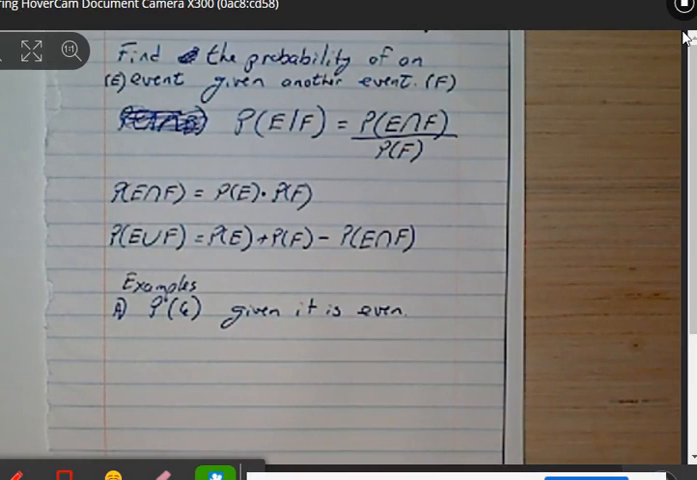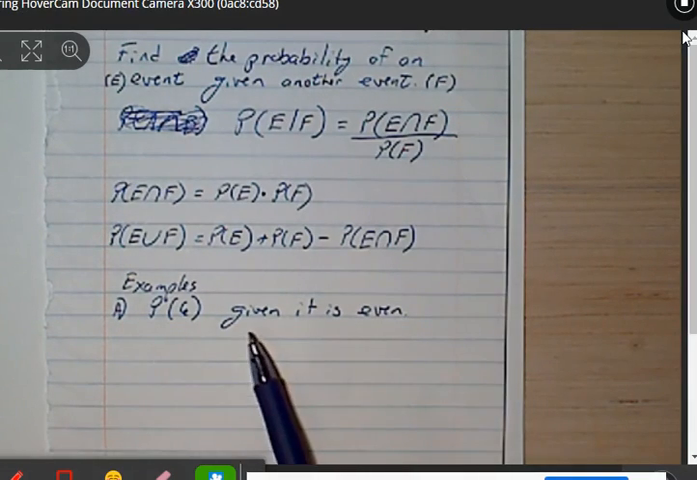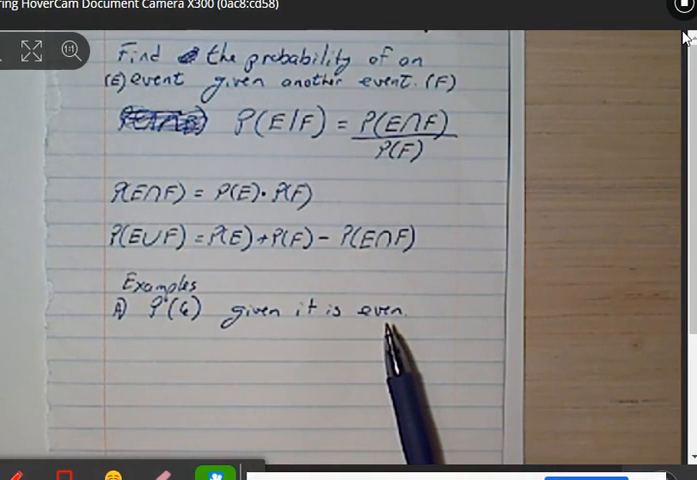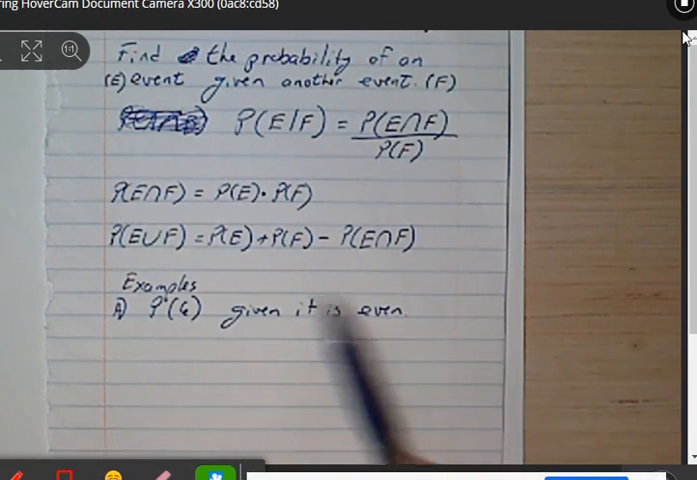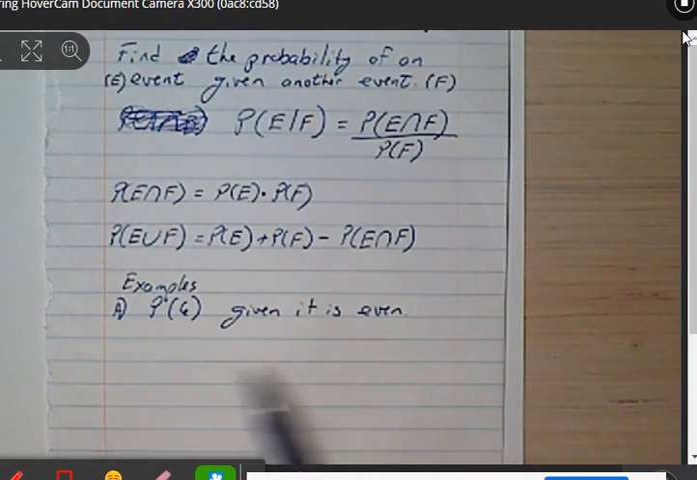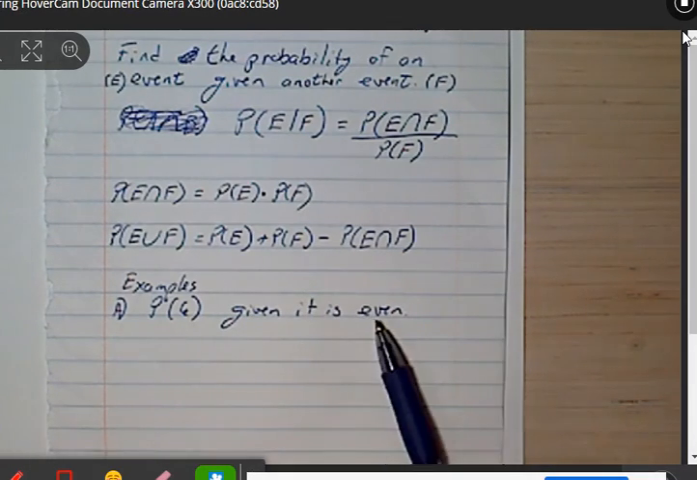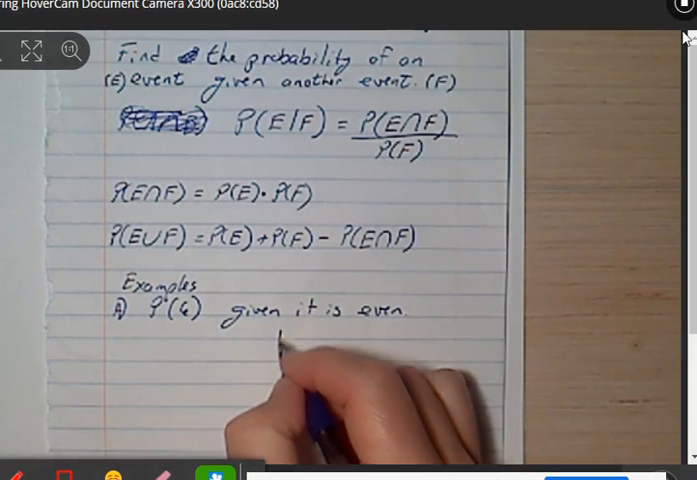Okay, so basically they're saying, all right, we're only getting even numbers off this thing. We're going to roll it. We're not going to get an odd. So in this case, you've got 2, 4, and 6. So there are 3 numbers. So the probability of getting a 6, given that it's even, well, that's just going to be 1 out of 3.